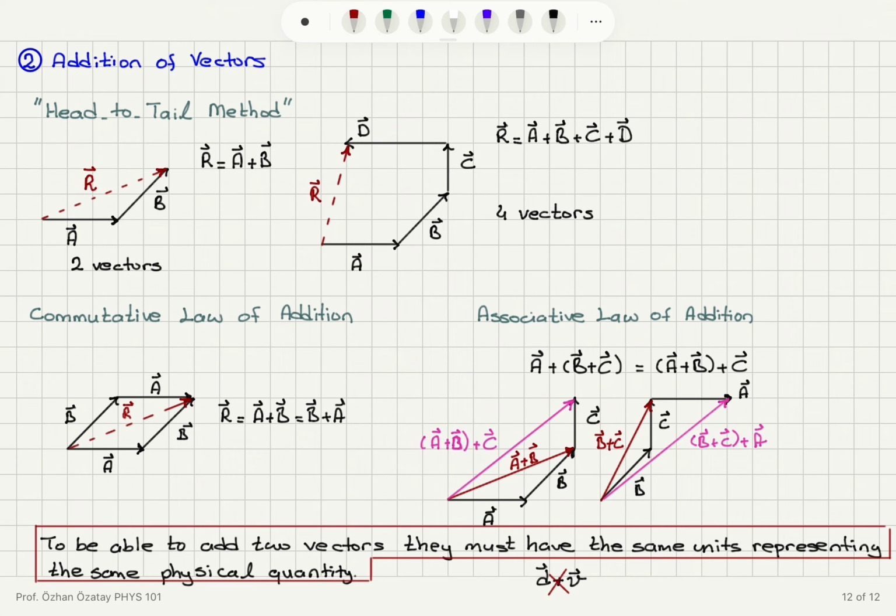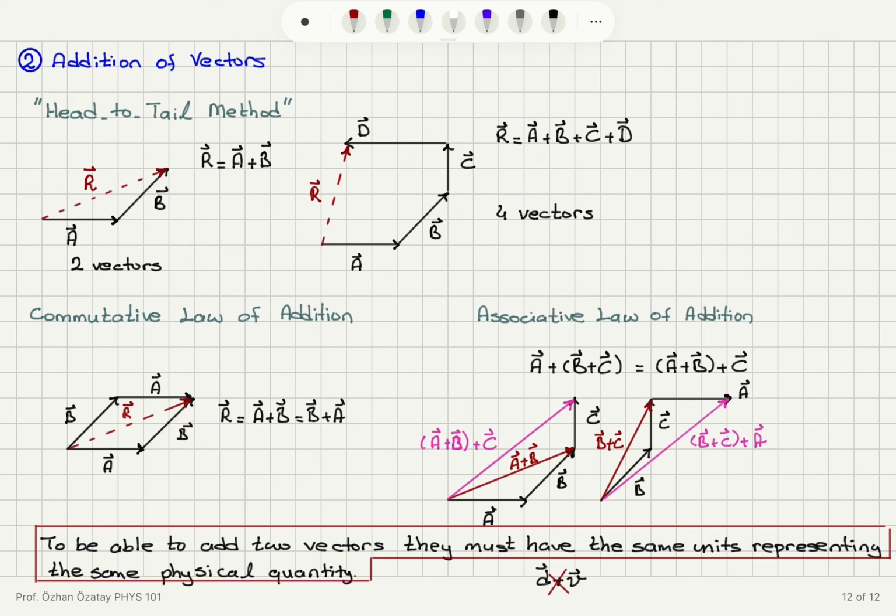So this is for two vectors. If we have four vectors, A, B, C, D, again we arrange them in such a way that the head of the first vector is touching the tail of the second vector, and so on. Then we connect the beginning point to the end point to find our resultant vector, which is A plus B plus C plus D. Now you can notice that vector addition is commutative. It has a commutative law of addition. That means it doesn't matter if you add vector A to vector B or vector B to vector A.